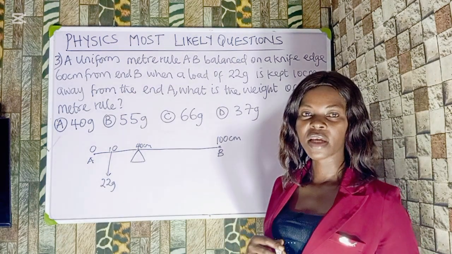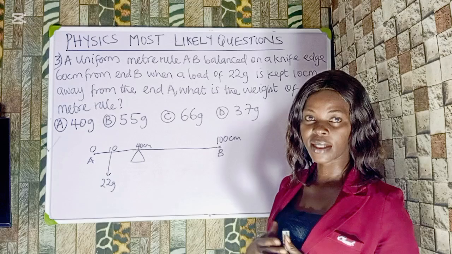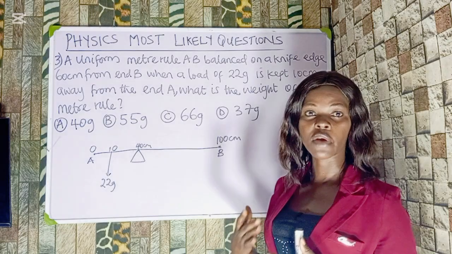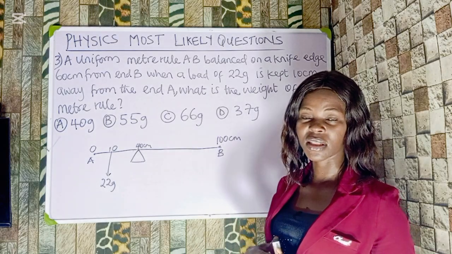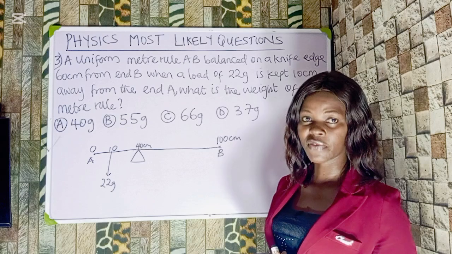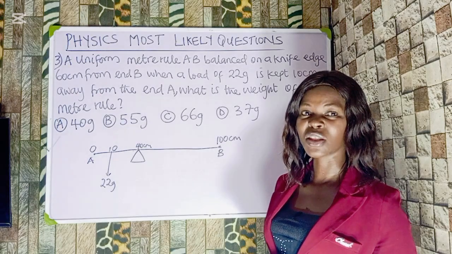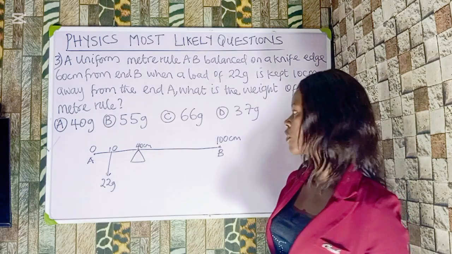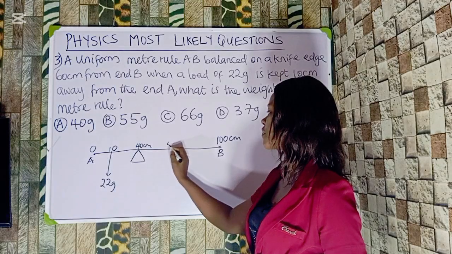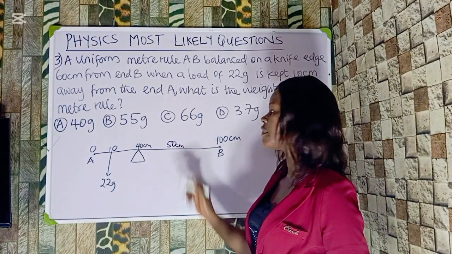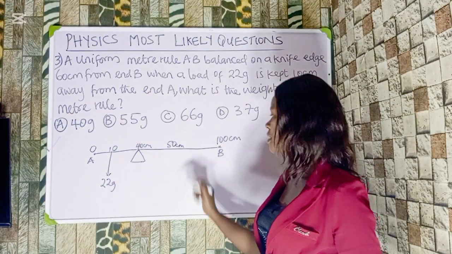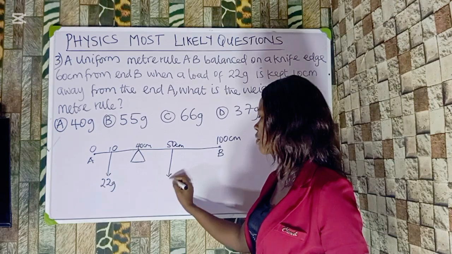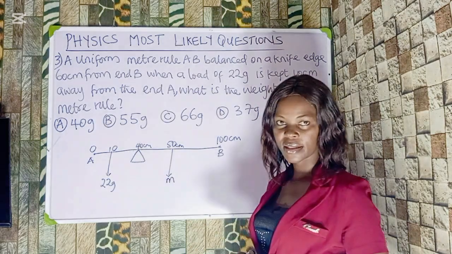Now, the weight of the meter rule is going to be placed at the rightful center. If this meter rule is from 0 to 100, the center of gravity will be at 50. And that is where we're going to put the weight of the meter rule, right? So we're going to place it at the rightful center, which is 50 centimeters, right? Now we go down. You're looking for the mass.